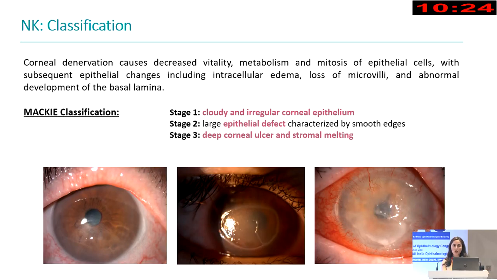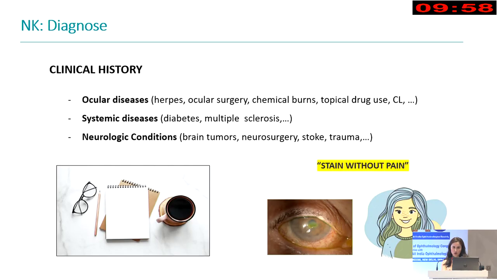And this is because the corneal degeneration will cause a decreased vitality of the epithelial cells, and we will see at stage 1 a cloudy and irregular corneal epithelium that will lead to epithelial defects, and in more progressed cases to deep corneal ulcers with a stromal melting. So we will classify our patients on the Mackie classification.